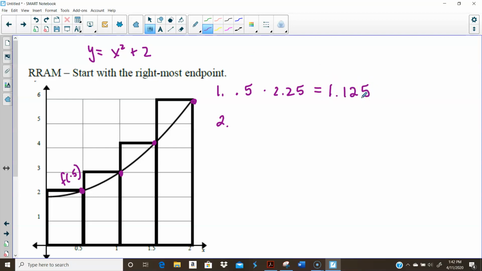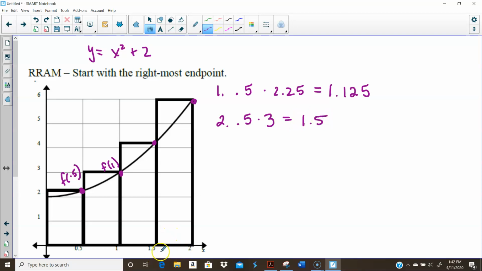Okay, number 2. We are going to take 1 and plug that into the function. So this up here is going to be f of 1. 1 squared is 1, 1 plus 2 is 3. So 0.5 times 3 is 1.5.